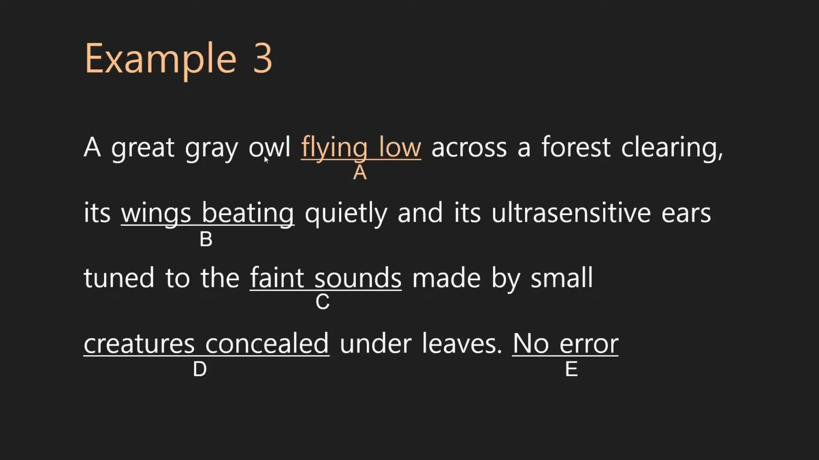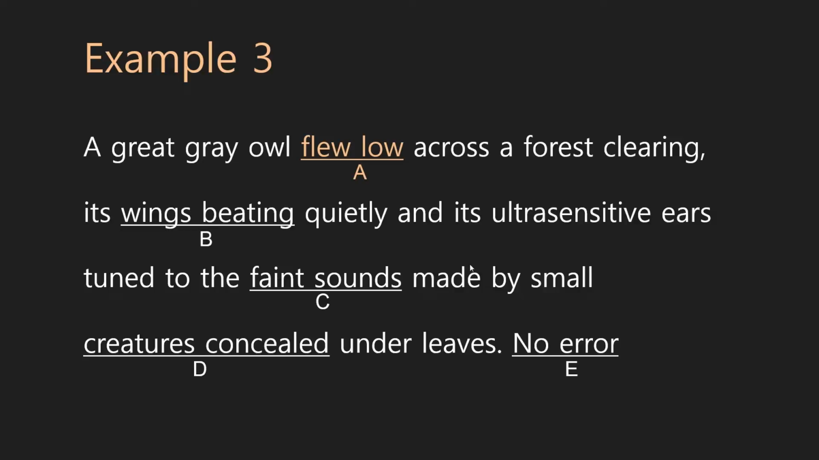A great grey owl flying low across a forest clearing should become perhaps flew low or flies low. Either way, it doesn't matter. But I need a verb here, right? I need a verb here. So now I know that the owl flew across a forest clearing. The rest of the stuff in the back is just a modifier. It's just describing the owl, okay?